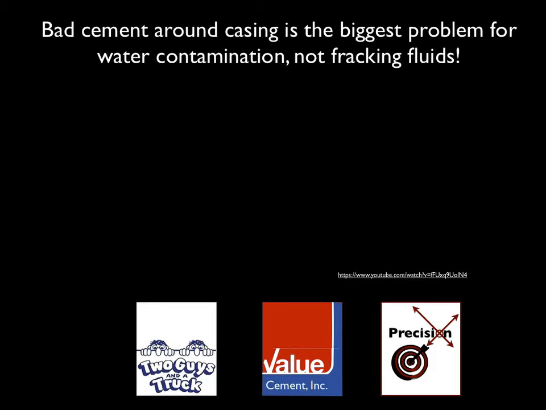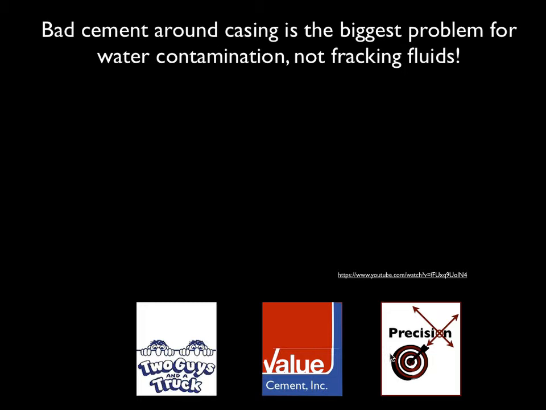The fracking fluids, once we pump them down, they stay down. So their toxic chemicals are not really what's causing most of our water contamination in fracking. But there is a serious problem with water contamination, and that comes from bad cement around casing.